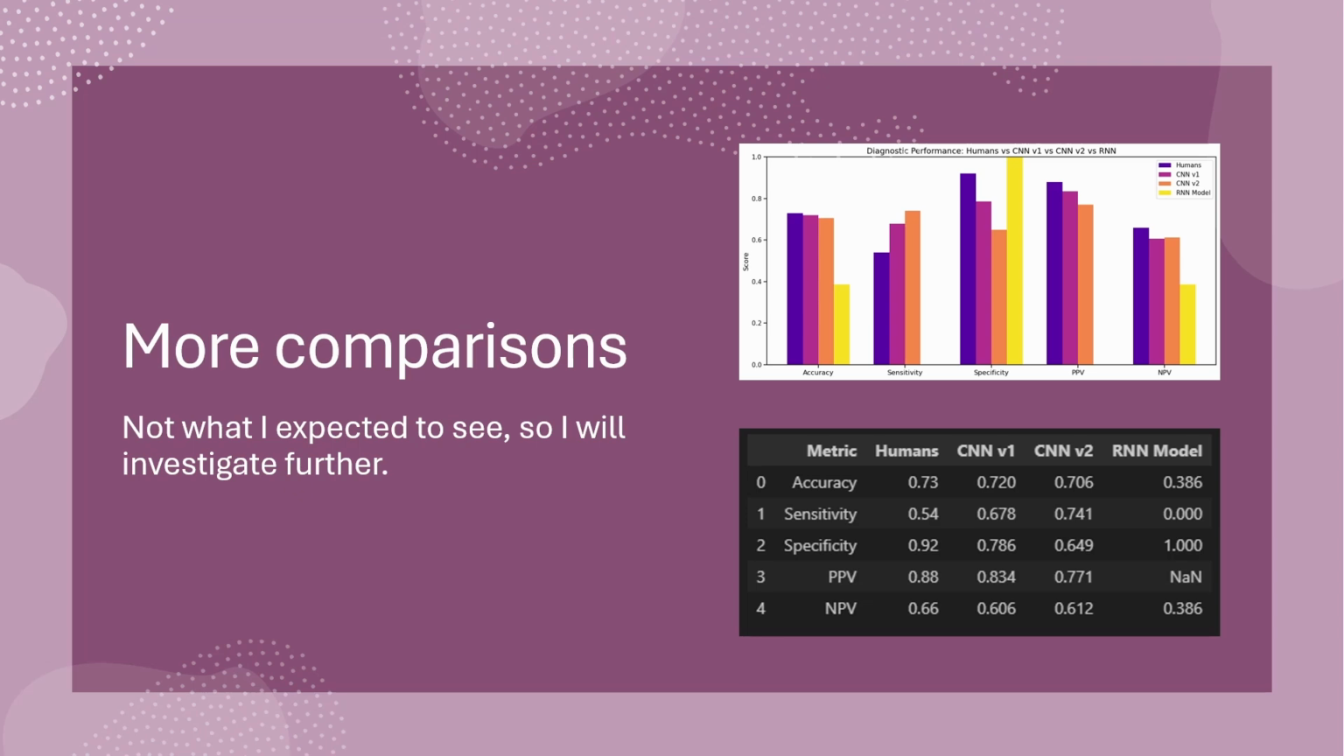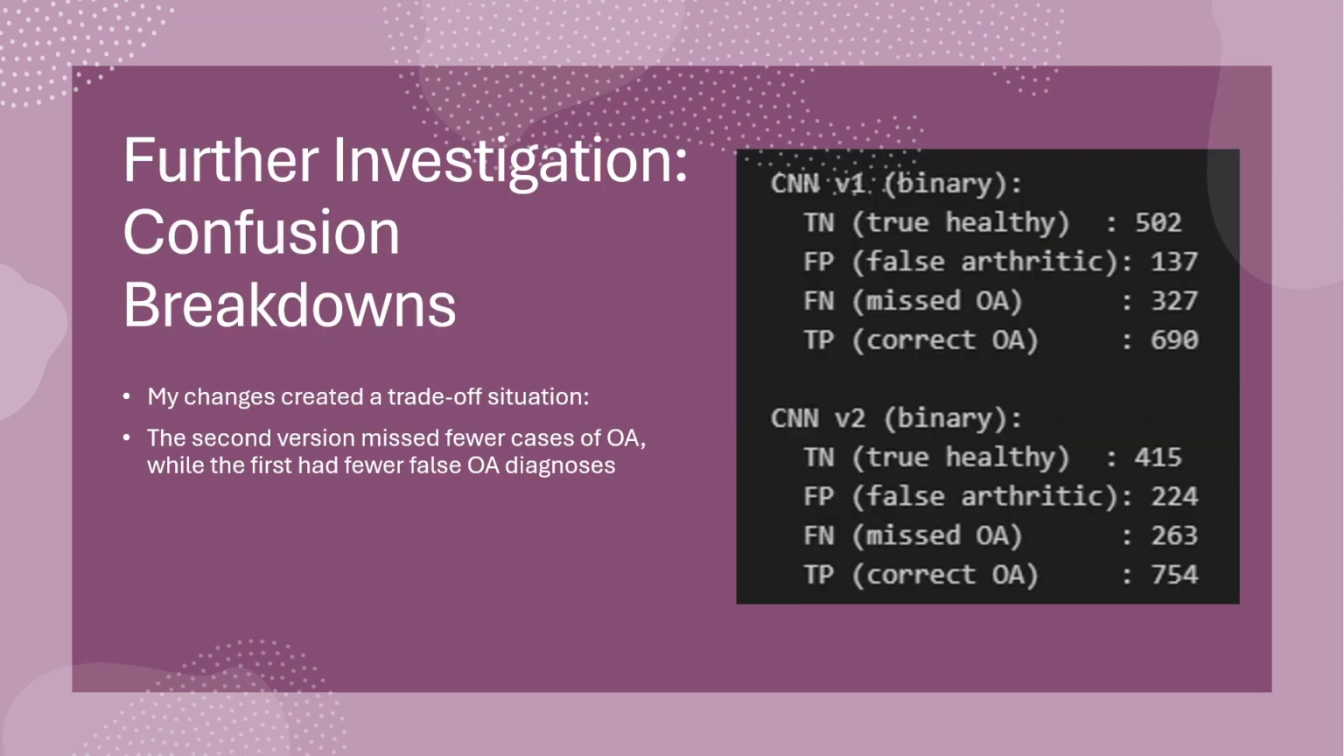And this wasn't exactly what I expected to see. I had thought that perhaps overall accuracy might go up. So I decided to dig a little deeper and do some confusion breakdowns, where I found that my changes created a trade-off situation where the second version missed fewer cases of OA, while the first had fewer false positives.